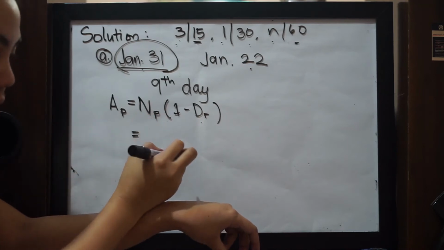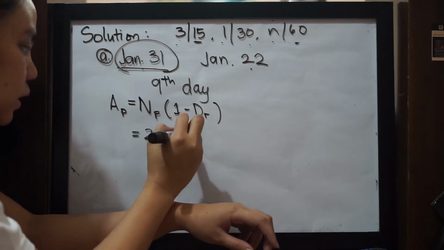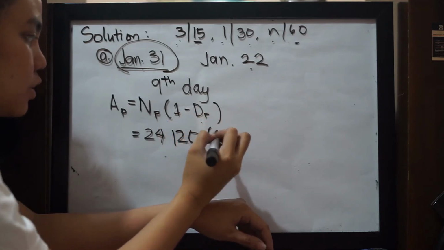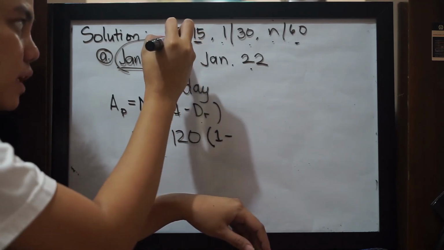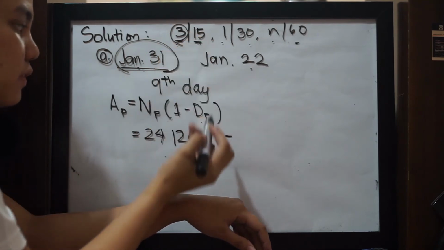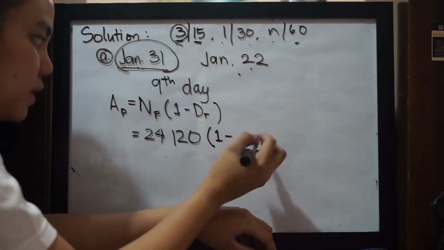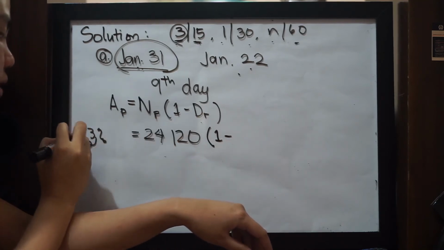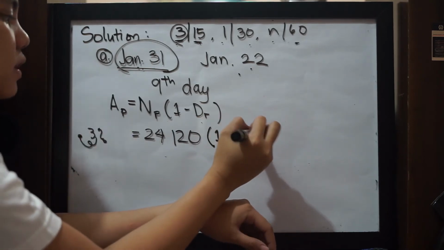So, for the net price, we have 24,120 multiplied by 1 minus the discount rate. The discount rate that you will use is 3%, since January 31 is within 15 days from the invoice date. So, 3% in decimal, you move 2 decimal places, we will have 0.03.